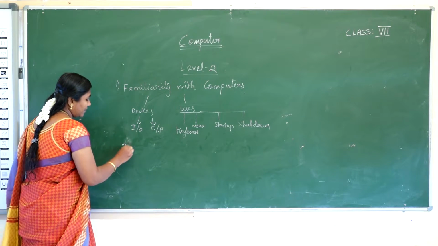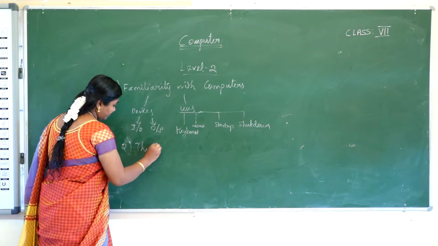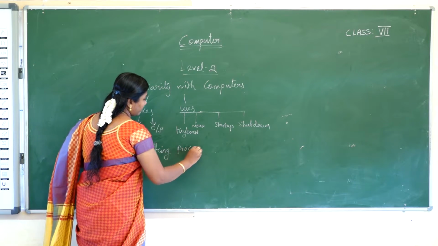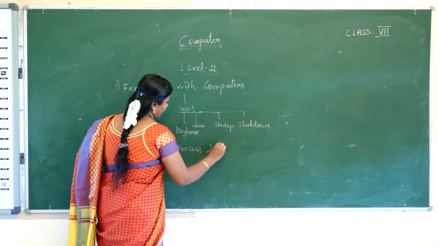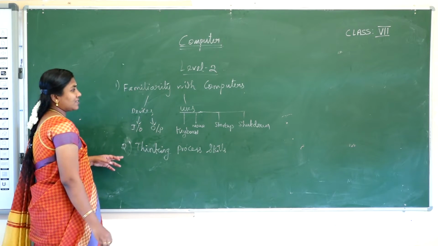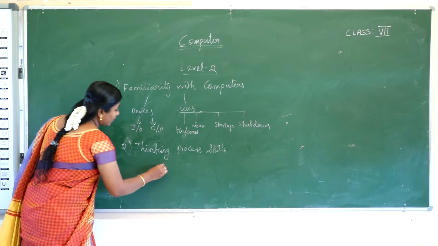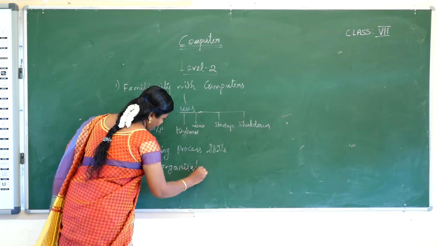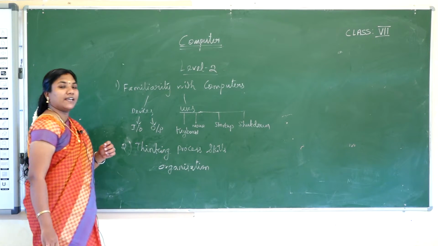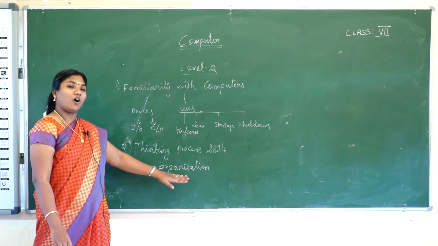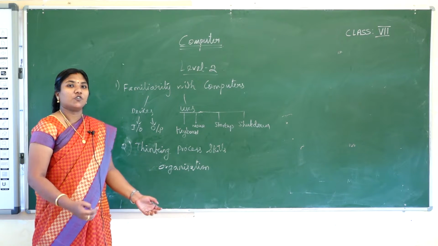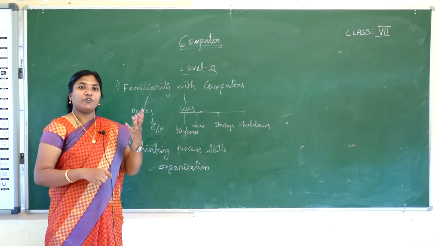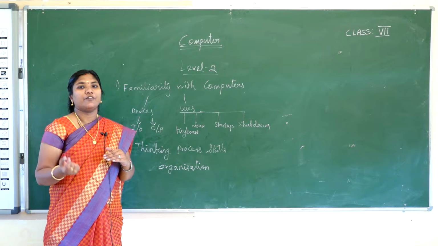Next, the second one will be thinking process skills. In thinking process skills, in level 2 you will be knowing about organization. So in the desktop, how will you organize your files and folders? Where you want to keep your files and folders, you can organize and keep them. You can create your own folder and keep your files inside it.